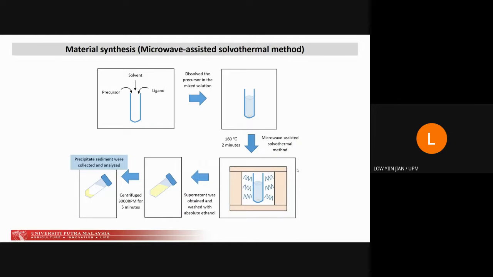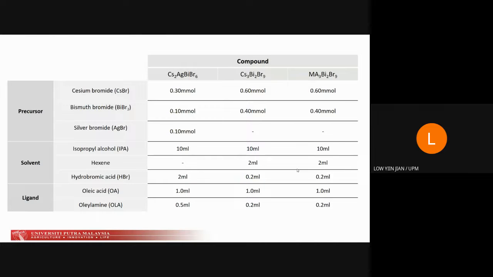And in the typical synthesis of a CsBiBr-based perovskite composite, all the reagents were mixed together and placed in the glass vial, and the mixture solution then underwent the microwave-assisted solvothermal synthesis in a scientific microwave reactor at 160 degrees Celsius for 2 minutes. And after the reaction was complete, the supernatant was obtained and washed with absolute ethanol and underwent a centrifugation process to obtain the sample. And all the reagents used to prepare the CsBiBr-based material are tabulated in this table.